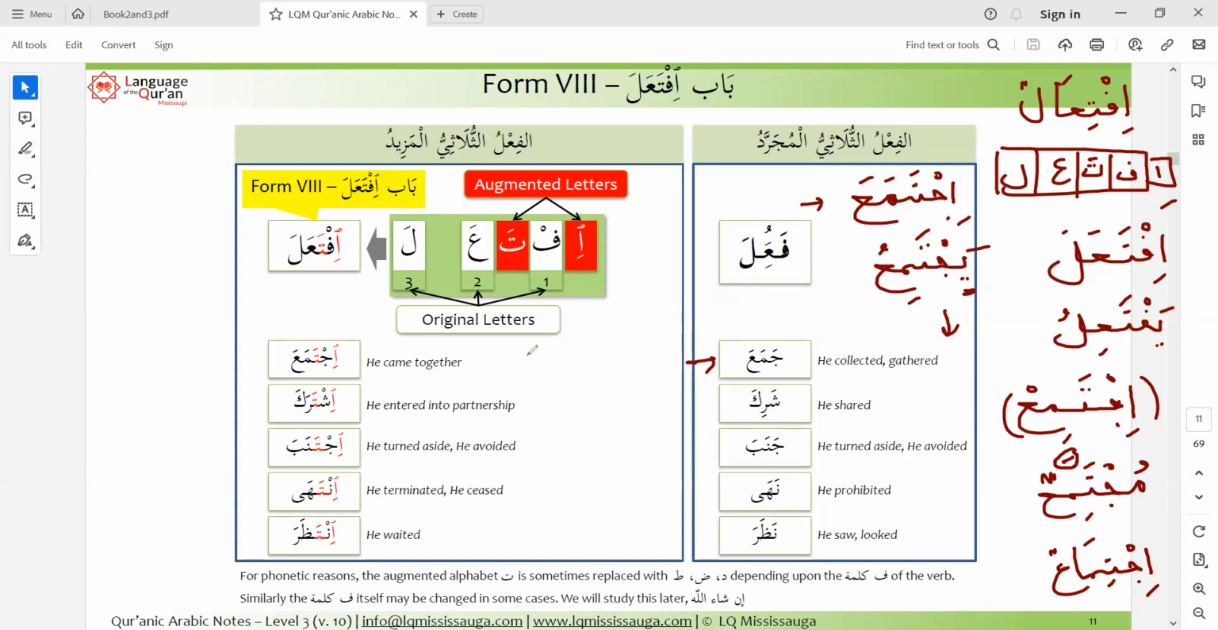Ijtanaba. Janaba means to turn aside, from janib. So ijtanaba is to completely avoid.